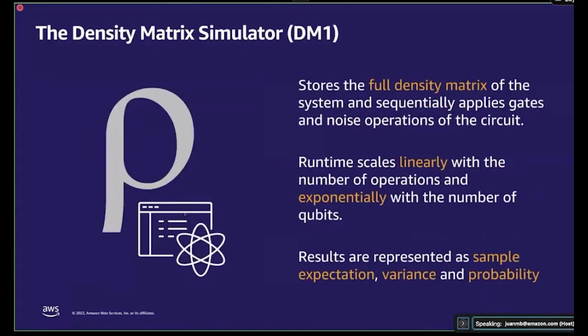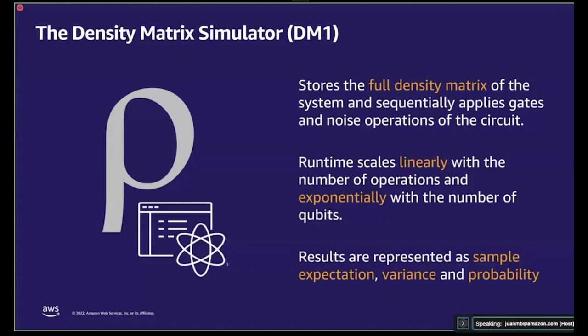So the density matrix simulator, however, is more powerful and scales linearly with the number of operations and exponentially with the number of qubits. So if you put a lot of qubits, it will take longer to run, but it can handle, as I said, up until 17 qubits. And you have several observables. If you are familiar with the terms, you can get the sample expectations with just a few shots, or you can get variance and probability as well, if you wish, by setting the right parameters.